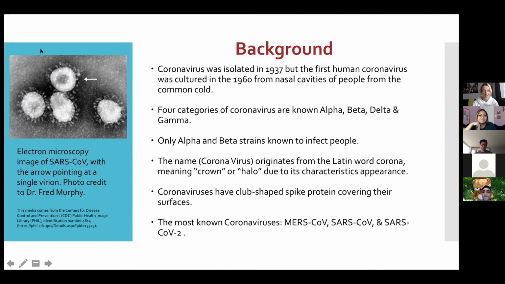On the left side, you see the real-time picture of coronavirus. This is how it looks. There are 4 categories of coronavirus known: alpha, beta, delta, and gamma. And only 2 categories known to infect people are alpha and beta.